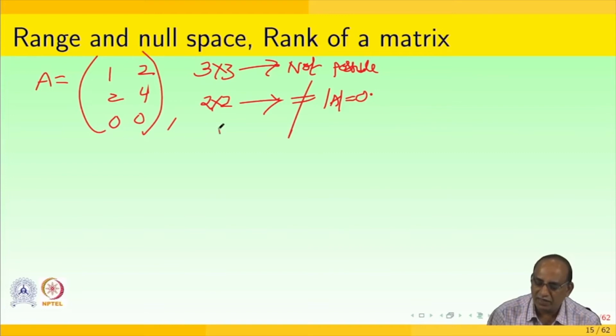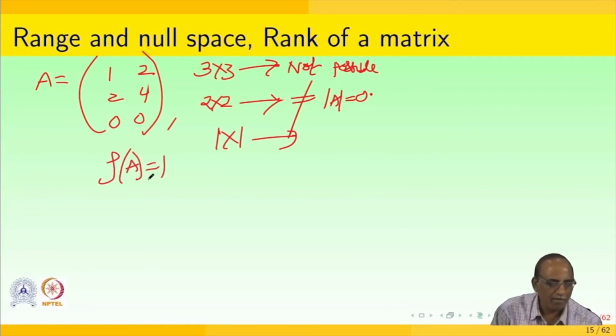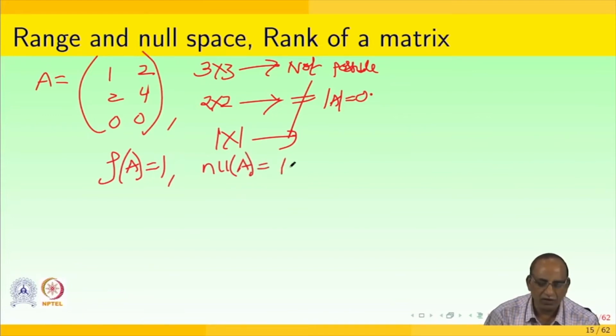Right? And there is at least one 1 by 1 element whose determinant is not equal to 0. So rank of A is obviously equal to 1. Therefore nullity of A is also equal to 1.